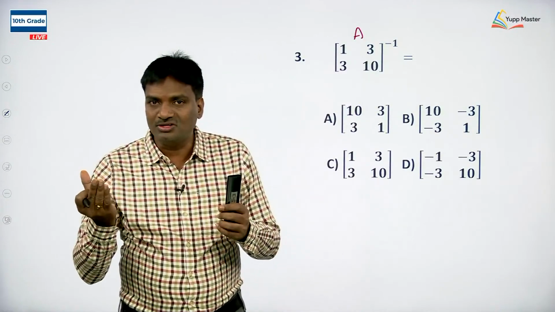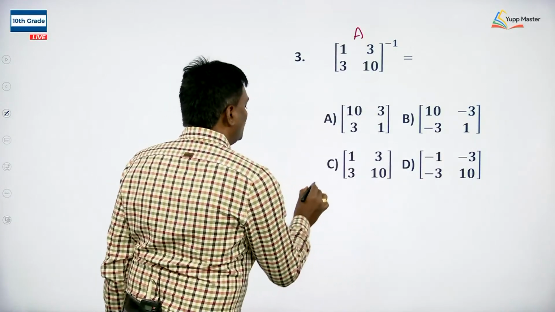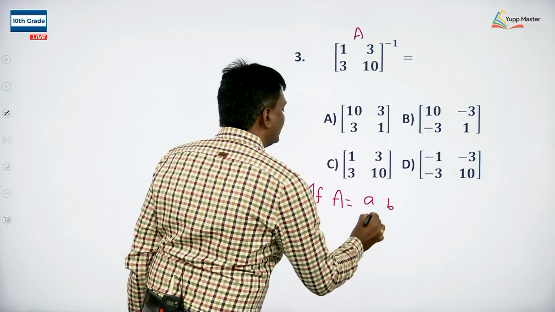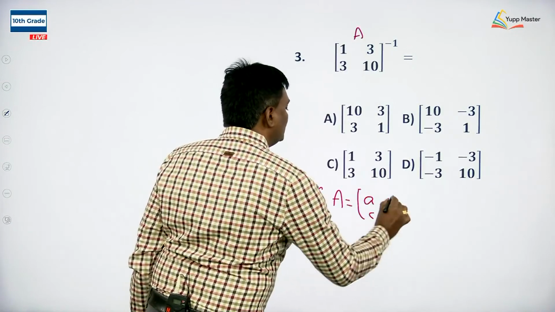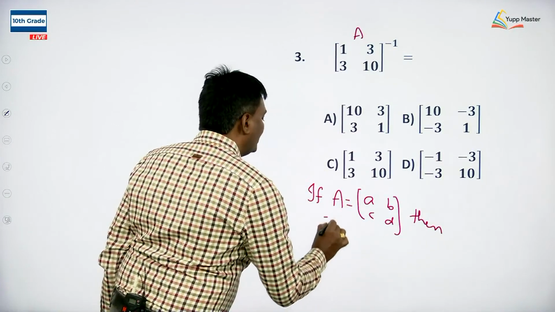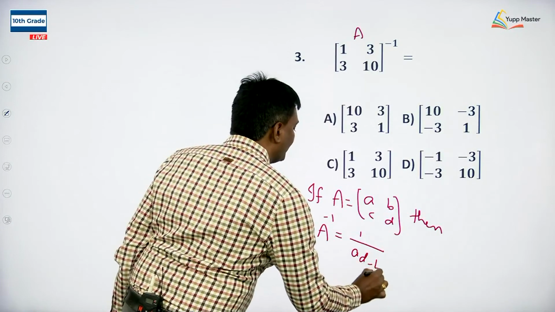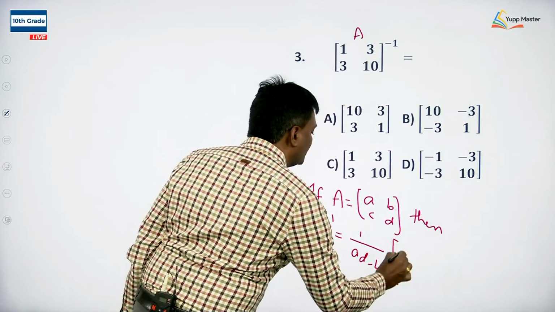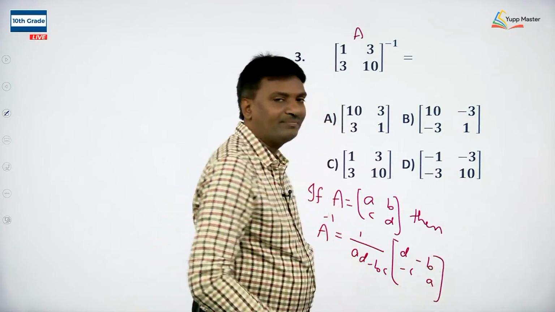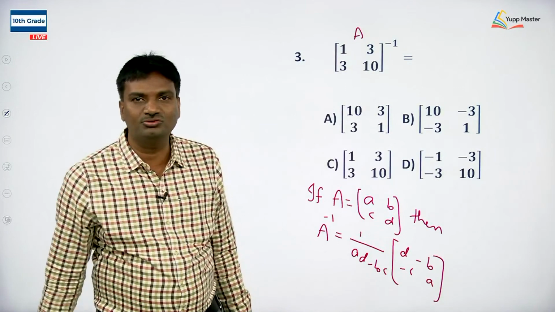But when a 2 cross 2 matrix is given, we know one shortcut formula, that is if A equal to [a, b; c, d], then A inverse equal to 1 by (ad minus bc) into [d, minus b; minus c, a]. So, this is the formula for finding the inverse of the given 2 cross 2 matrix.